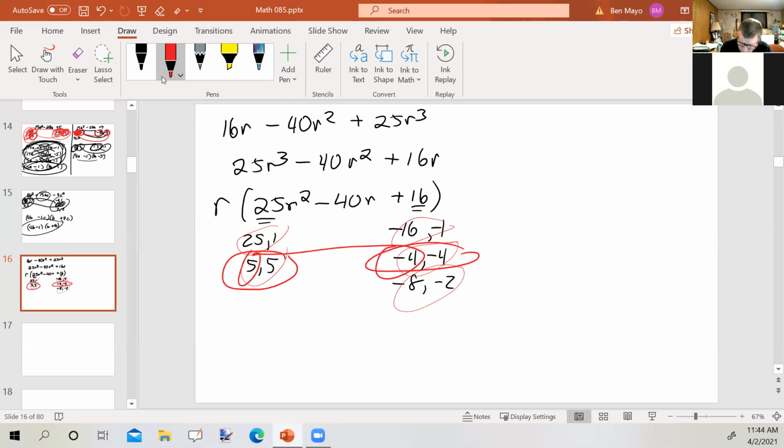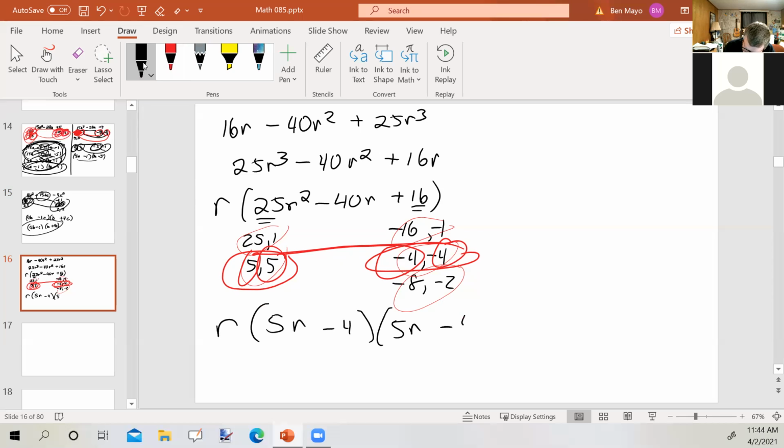5 times negative 4 is negative 20, and 5 times negative 4 is negative 20. Negative 20 and negative 20 is negative 40. So don't forget I've got that r from the outside: r times (5r minus 4), (5r minus 4). Or you could write it as r times (5r minus 4) squared.